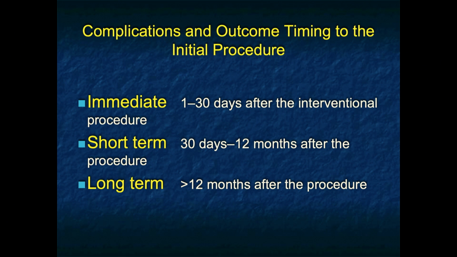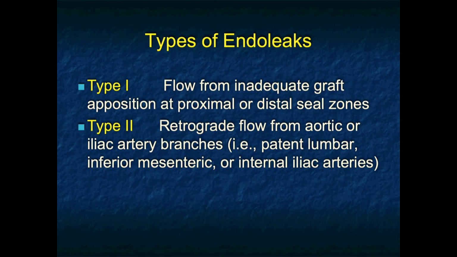When we talk about complications, we talk about immediate being under 30 days, short-term 30 days to 12 months, and long-term over 12 months. Most of the complications we do see are in that short-term 30 to 12-month range. If we try to look at the types of endoleaks, type 2 is going to be the most common. Type 1 we see more when we see stents in the thoracic aorta, typically from an inadequate graft apposition at the proximal and distal zones.